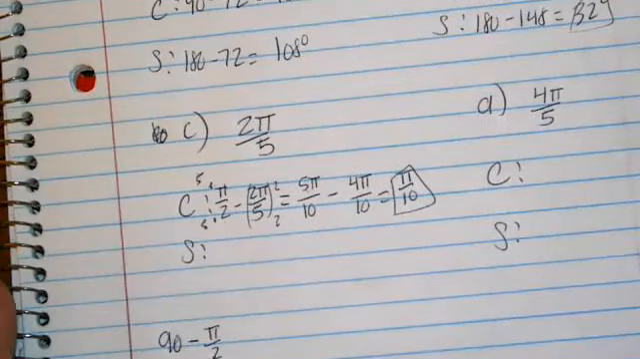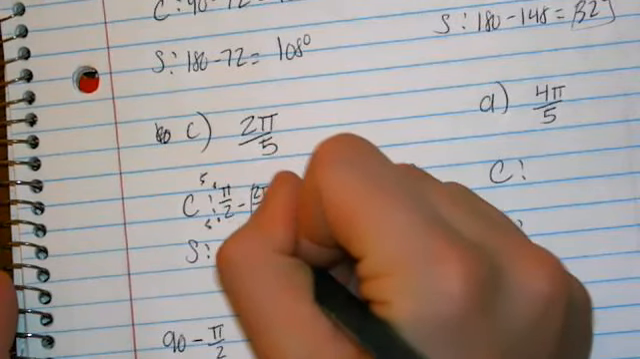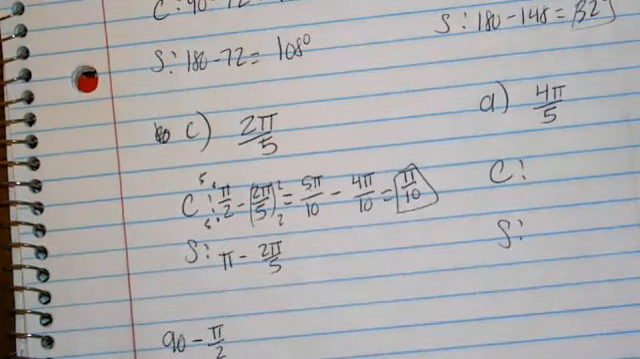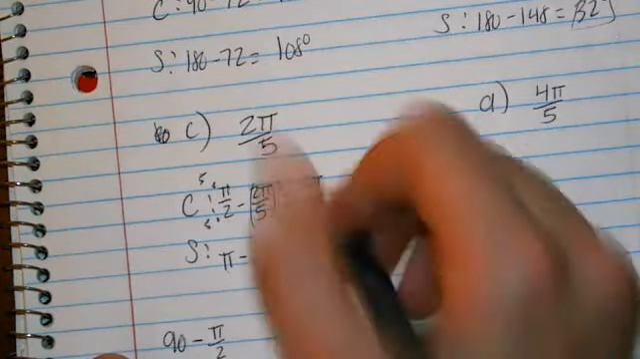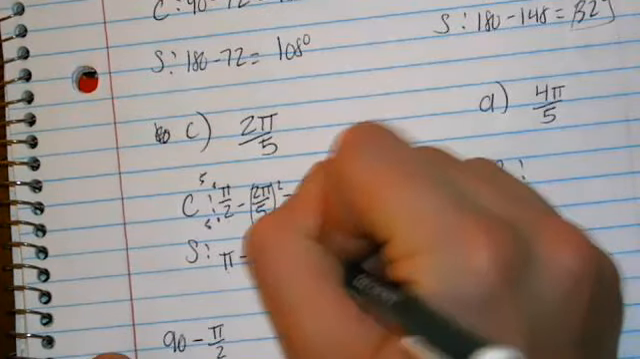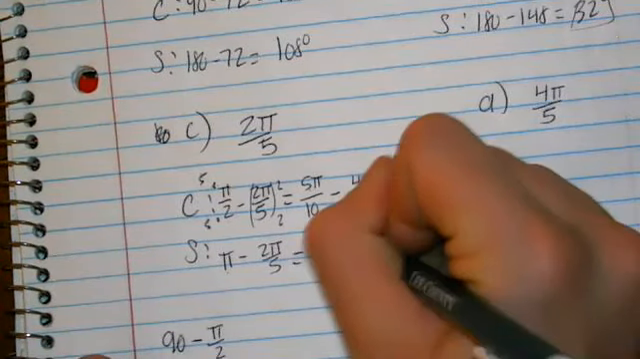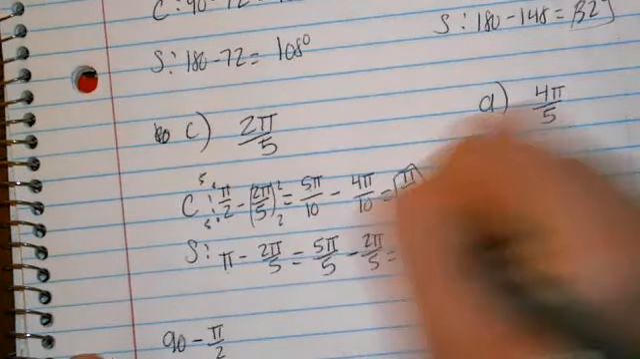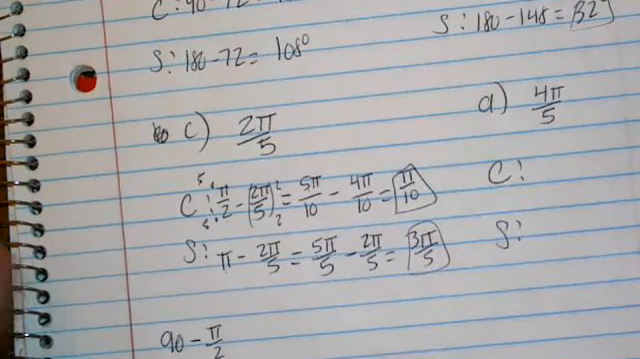All right, supplementary, same thing. Pi minus 2 pi over 5. So the way that we can write this one is we only have to find a common denominator for pi. So this is going to be 5 pi over 5, because if you simplified that back down, 5's would cancel and you'd have pi. Minus 2 pi over 5 equals 3 pi over 5, because 5 minus 2 is 3.